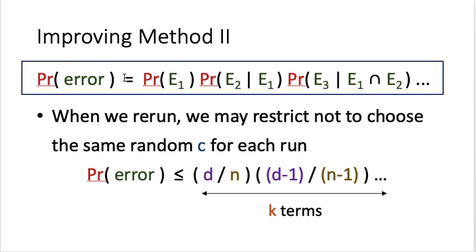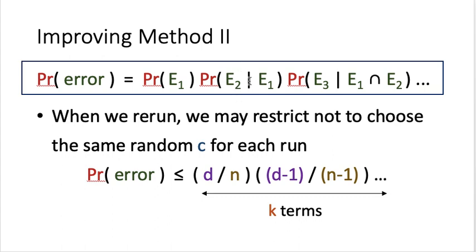So first of all, it is equal to this one, but the first term is less than or equal to d over n. We have proven this already, right? The chance of getting a bad number is less than or equal to d over n. And how about the next one? The next one says that I already know that a bad event happens. That means that I have already used up one of the bad numbers.